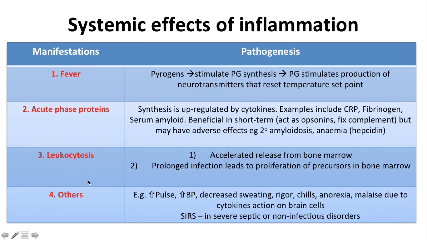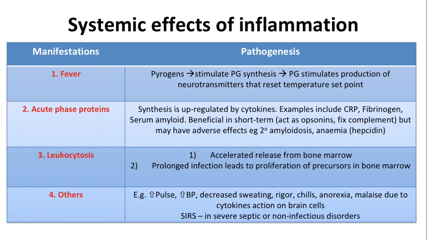The third manifestation is leukocytosis, which refers to an increase in the white cell count in the blood. For the pathogenesis of leukocytosis, there are two mechanisms. The first one is accelerated release from bone marrow. So in the setting of inflammation, the leukocytes from the pool within the bone marrow will be released quicker than normal, including perhaps some of the immature forms. So this accelerated release from the bone marrow will lead to leukocytosis.